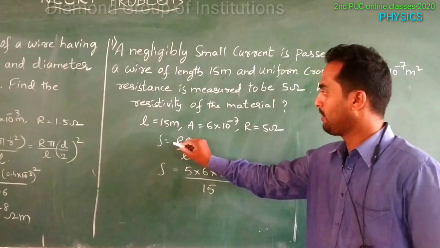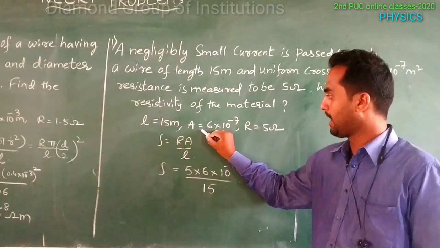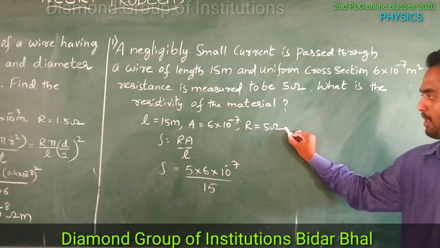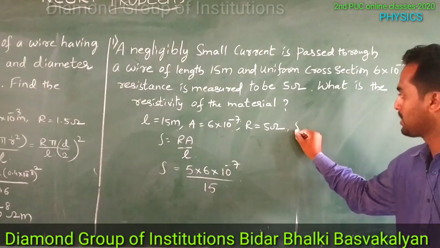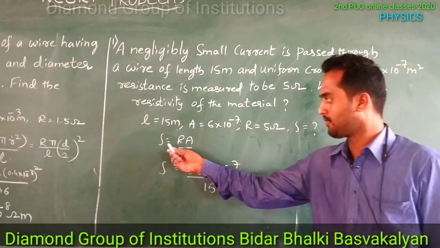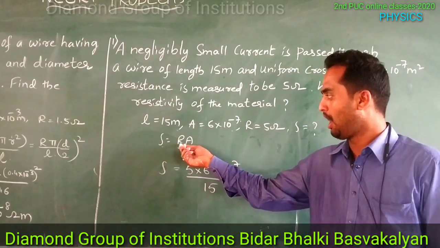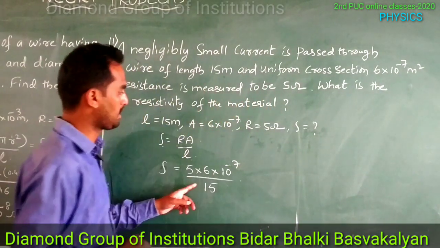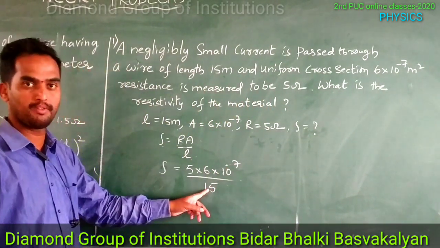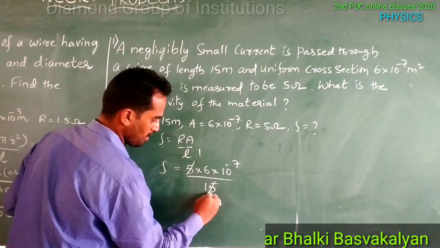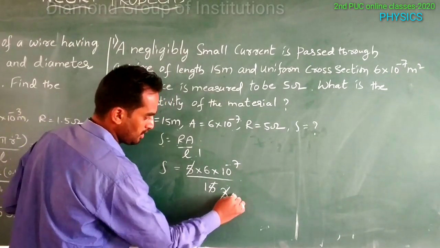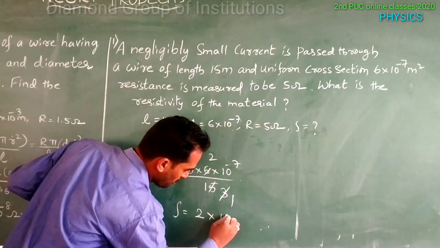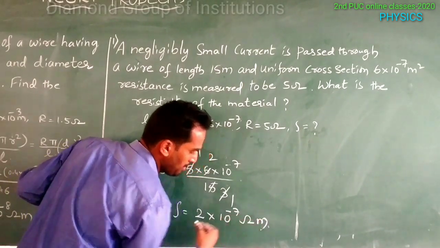So see here, given values: length equal to 15 meter, area of cross section 6 into 10 to the power minus 7, and the resistance is 5 ohm, and the question mark is resistivity. So what is the formula of resistivity? Rho equal to R into A by L. Rho is 5 into 6 into 10 to the power of minus 7 divided by 15. So 5 threes are 15, and 3 ones are 3. So what is the answer? Rho equal to 2 into 10 to the power of minus 7 ohm meter.